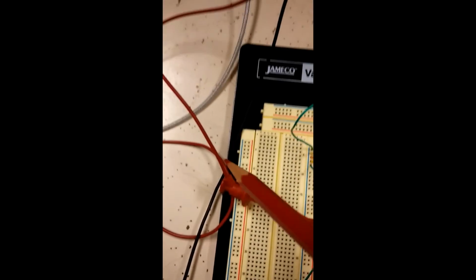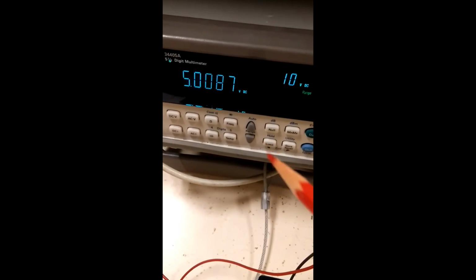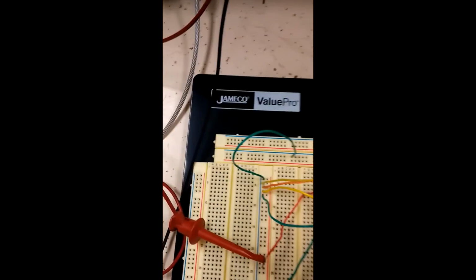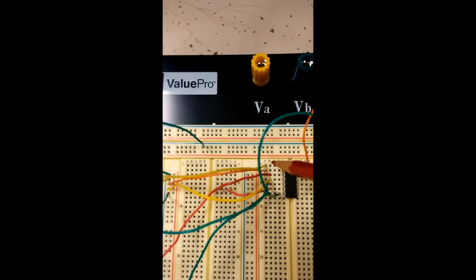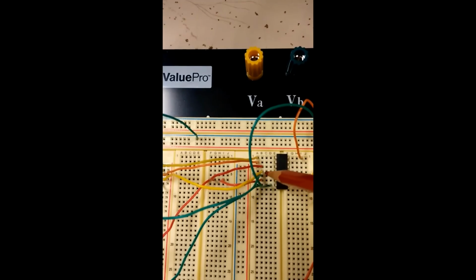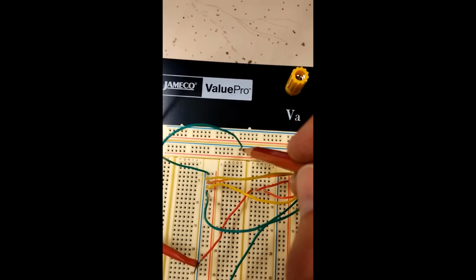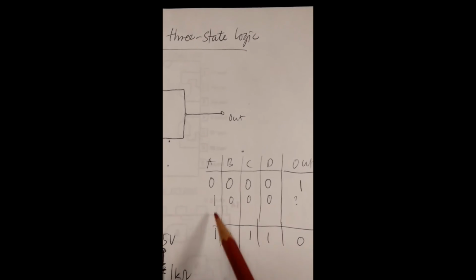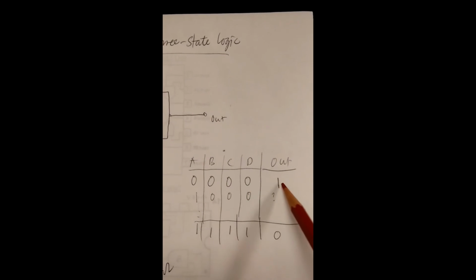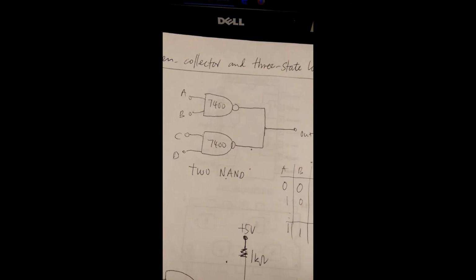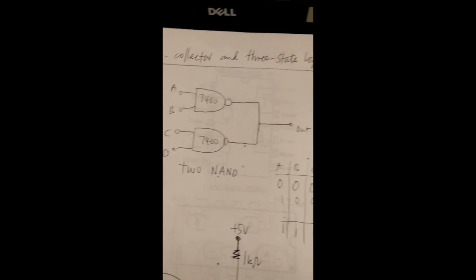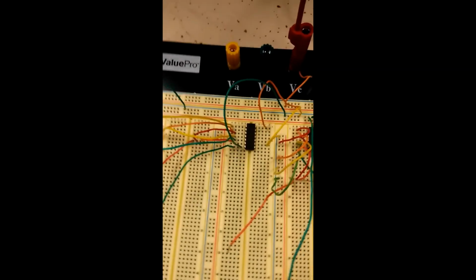This is plus to the voltmeter. So far I have 5 volts. This means the inputs A, B, C, D are all connected to ground. It means it's 0 volts. So with 0, 0, 0, 0 you have an output of 5 volts, meaning high level. Two NAND gates is what you have.